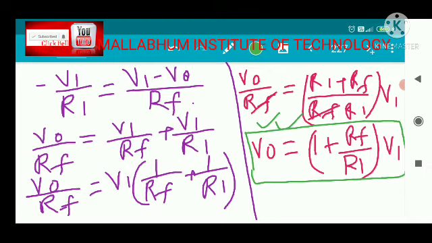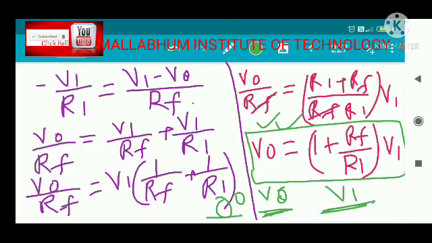From the above expression you can see that the gain of the non-inverting amplifier is 1 plus RF by R1. This is the relationship between the input and the output voltages. In the non-inverting amplifier, the sign and magnitude relationship between V0 and V1 is the same. So you can say there is a 0 degree phase shift between the output voltage and the input voltage in the case of the non-inverting amplifier.